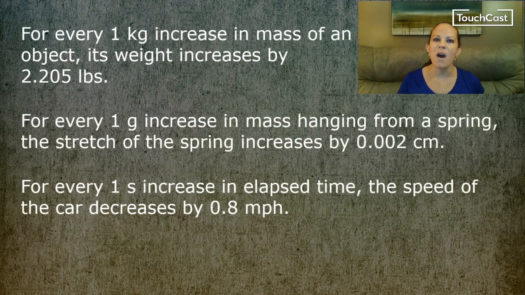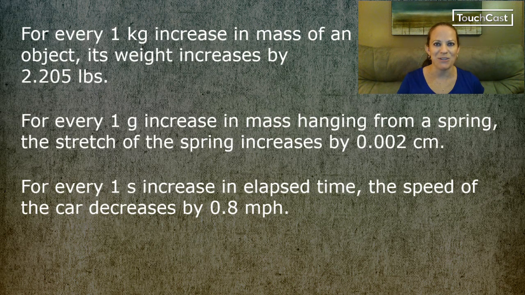So for every 1 kilogram increase in mass of an object, its weight increases by 2.205 pounds. For every 1 gram increase in mass hanging from a spring, the stretch of the spring increases by 0.002 centimeters. For every 1 second increase in elapsed time, the speed of the car decreases by 0.8 miles per hour. So here's a format that you can use to help you interpret the slope of your linear data sets.